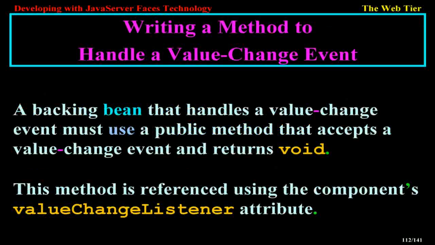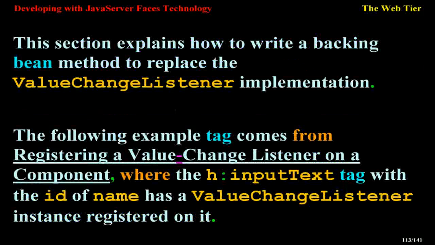Writing a Method to Handle a Value-Change Event. A backing bean that handles a value-change event must use a public method that accepts a ValueChangeEvent and returns void. This method is referenced using the component's valueChangeListener attribute. This section explains how to write a backing bean method to replace the ValueChangeListener implementation.